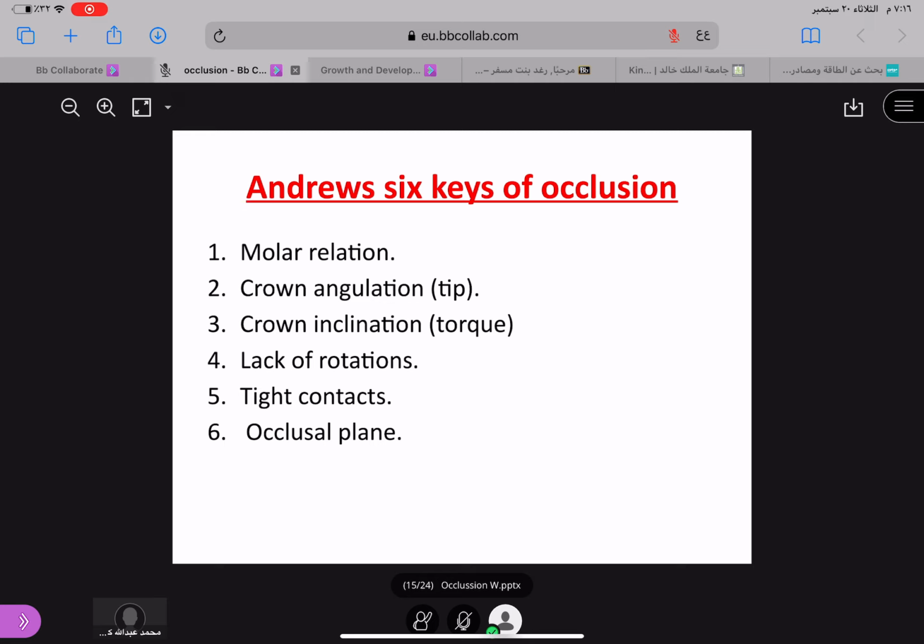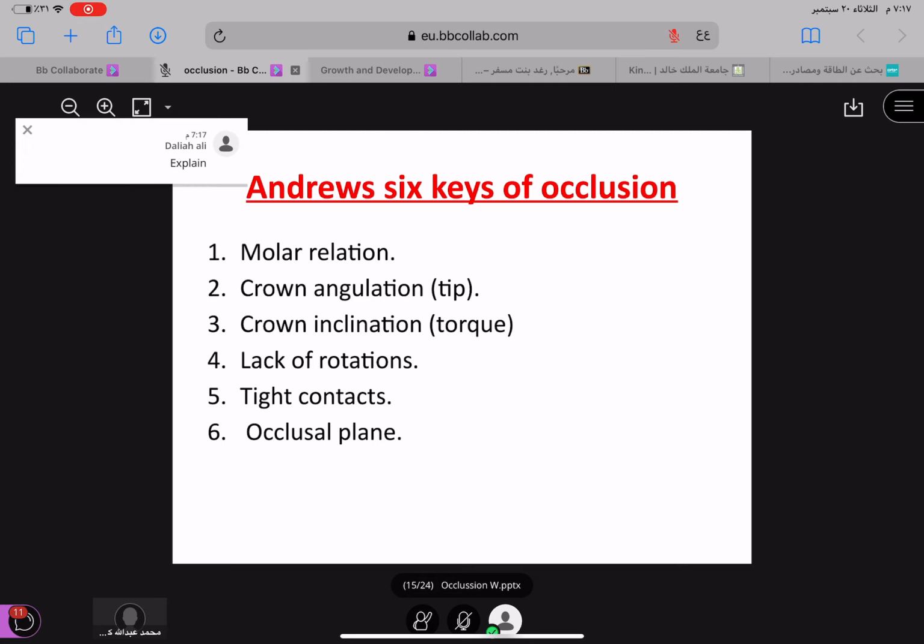Do you know these 6 keys of occlusion already, or do you want me to explain in detail? I'm asking you, do you know these 6 keys of occlusion already? So I will just have a review and move forward. Okay.